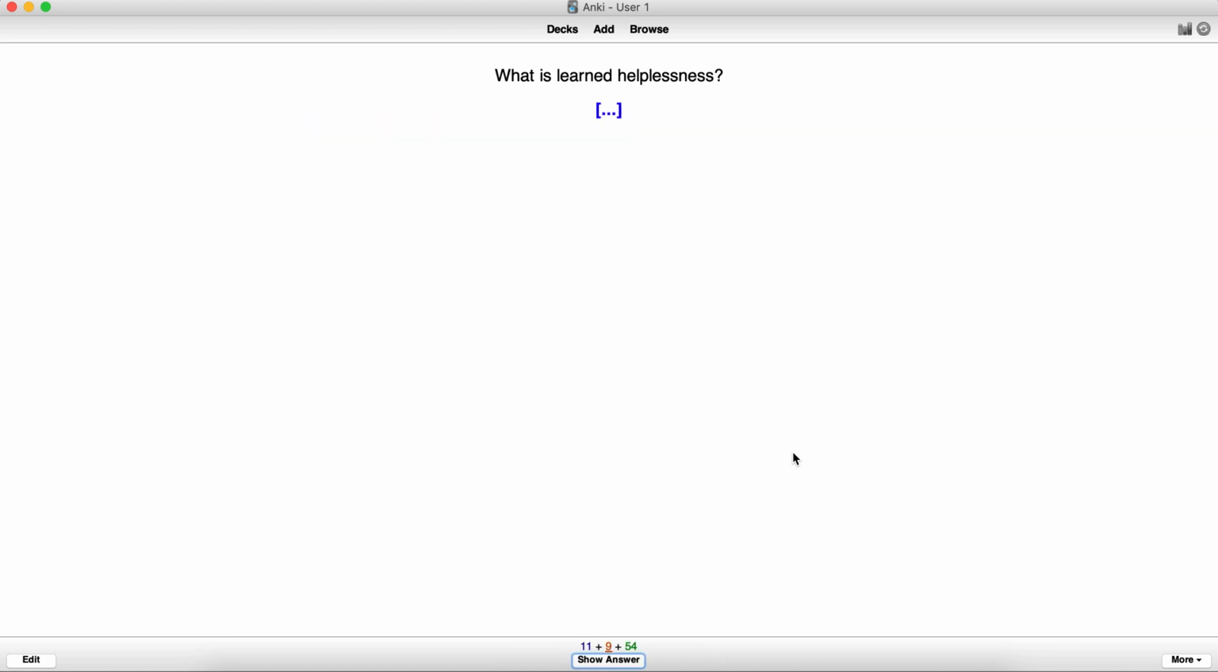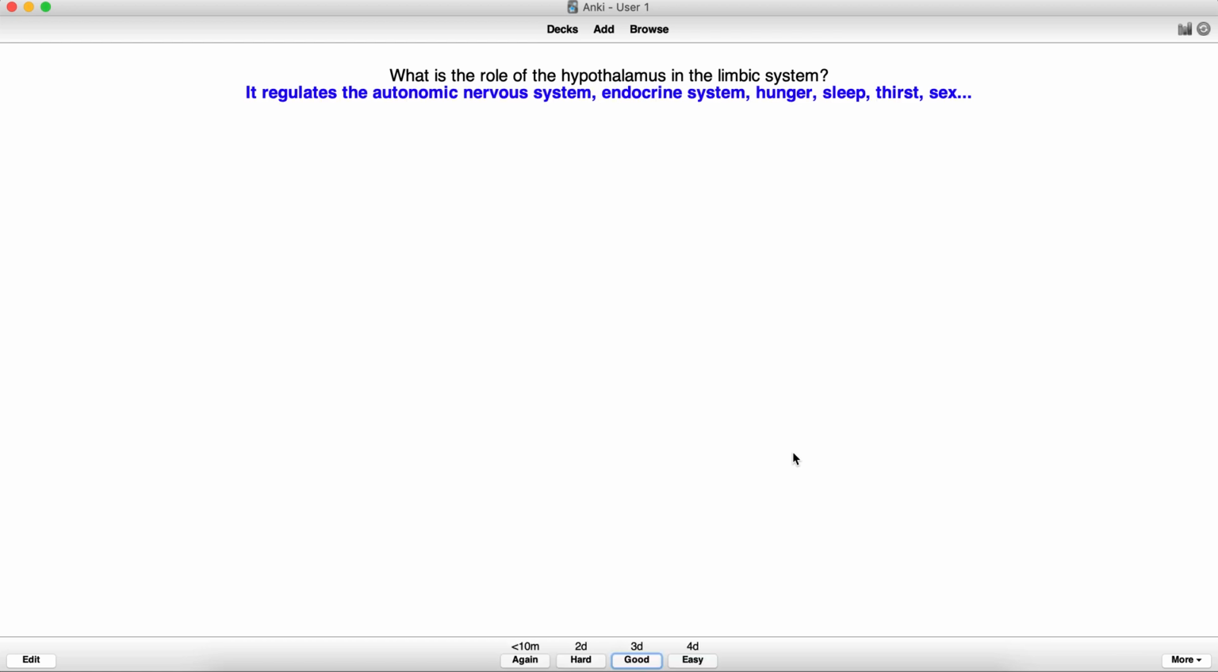What is learned helplessness? You learn from having control ripped out of your hands that you basically don't have control, and so you're unable to identify coping mechanisms. What is the role of the hypothalamus in the limbic system? The hypothalamus is responsible for regulating the autonomic nervous system, the endocrine system, hunger, sleep, sex, all that stuff.